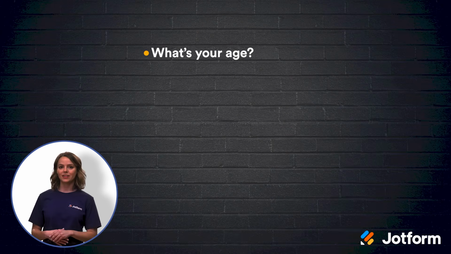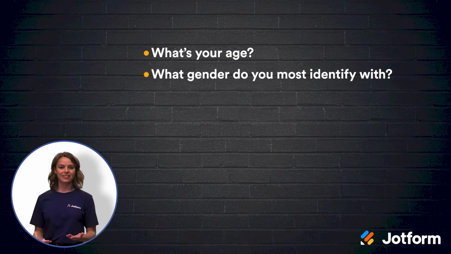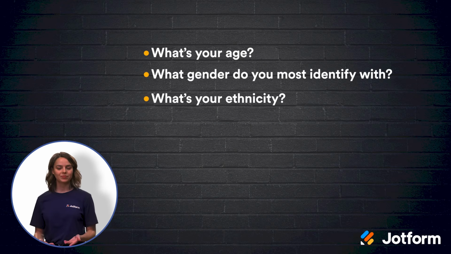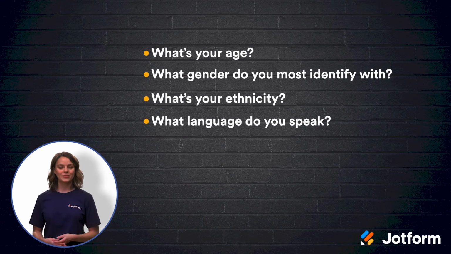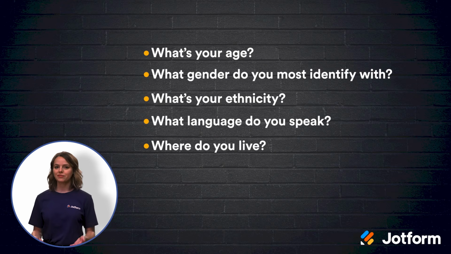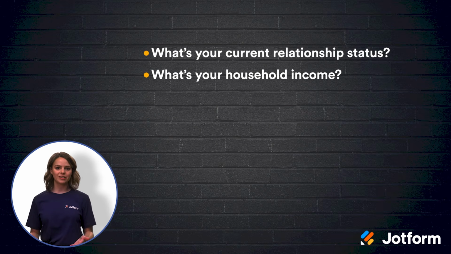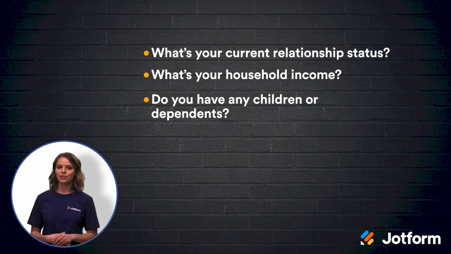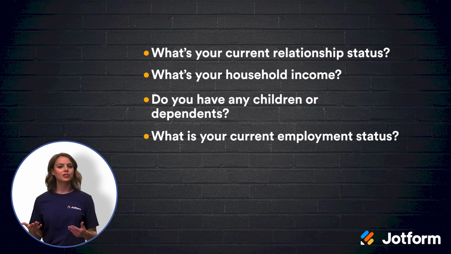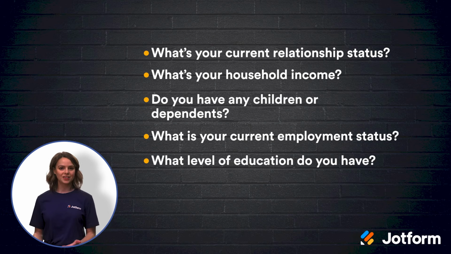What's your age? What gender do you most identify with? What's your ethnicity? What language or languages do you speak? Where do you live? What's your current relationship status? What's your household income? Do you have any children or dependents? What is your current employment status? And finally, what level of education do you have?